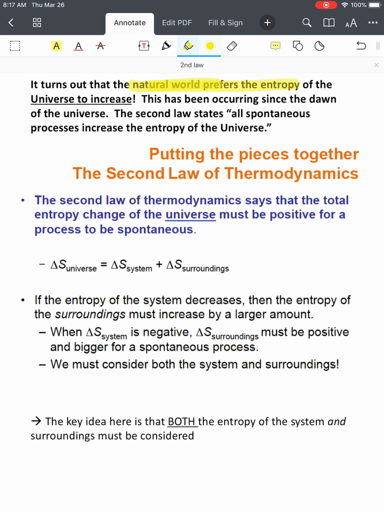It turns out that the natural world prefers the entropy of the universe to increase. And in words, what I just highlighted there is the second law of thermodynamics. Because if I was going to say that in slightly different language, I might say all spontaneous processes increase the entropy of the universe. And it turns out that that sentence right there governs our second law of thermodynamics. That's what the second law states in words.